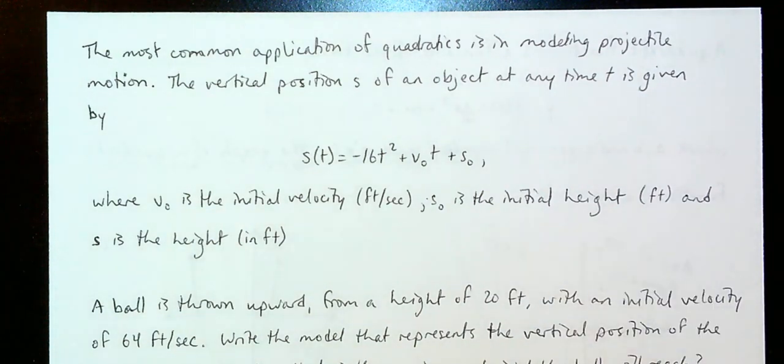S naught is the starting height in feet. Your object could be starting at the ground, but it doesn't necessarily have to be. It could be starting, say, 20 feet up off of the ground. So that 20, that would be your s naught. And then s is the height of the object at any time t. And, of course, height is in feet.